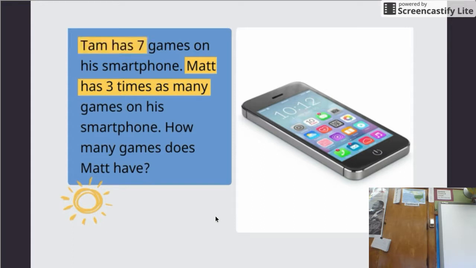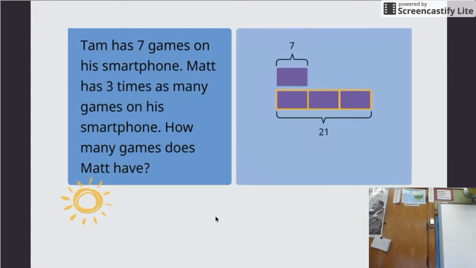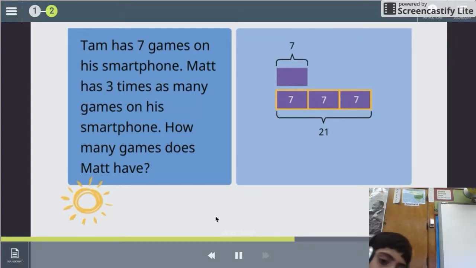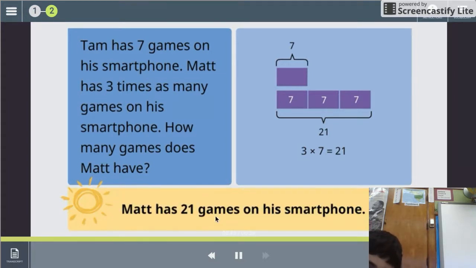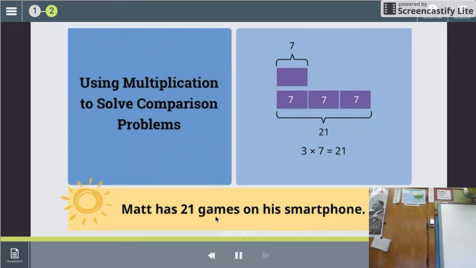Tam has 7. 3 is the number of groups and 7 is the amount in each group. So the equation 3 times 7 equals 21 represents this situation. Matt has 21 games on his smartphone. Gee, wish I had that many. So remember, a word problem that compares 2 quantities can be written as a multiplication equation.